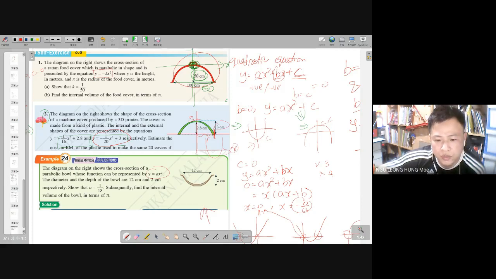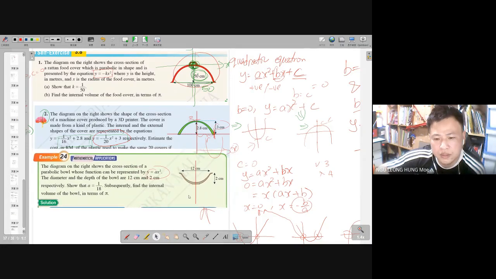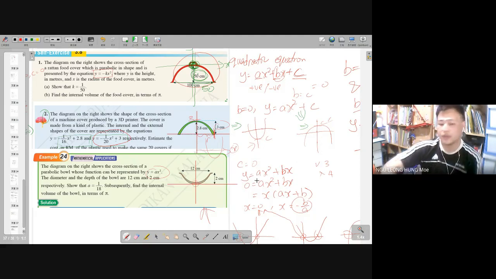So this is the y-axis. And this is the x-axis. Like this. So this one is 0. Understand? If yes, then we can skip this one already.